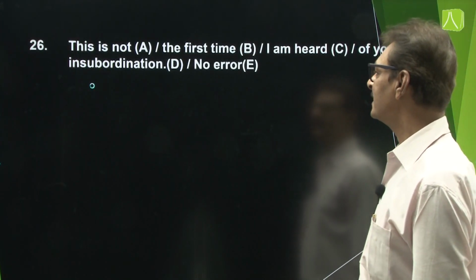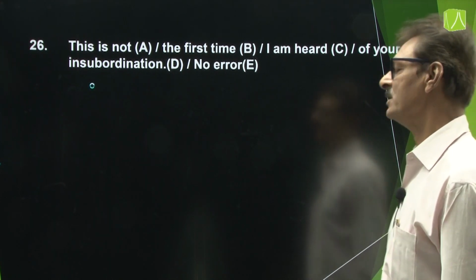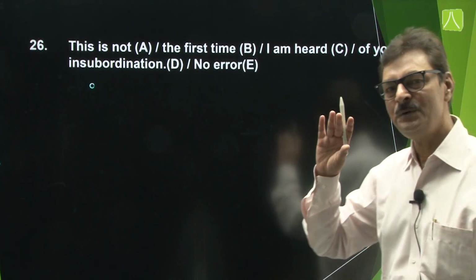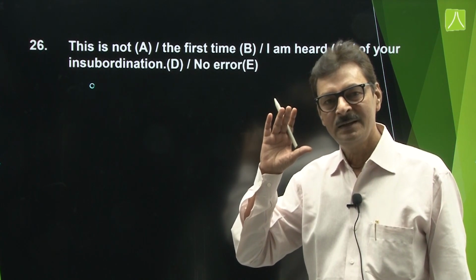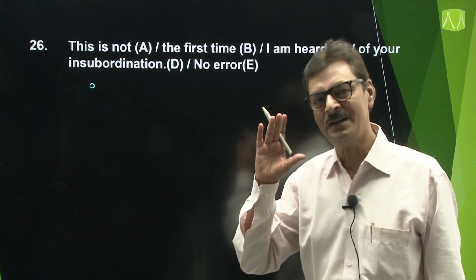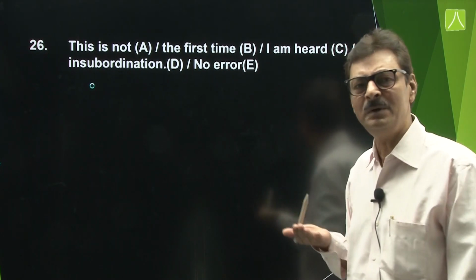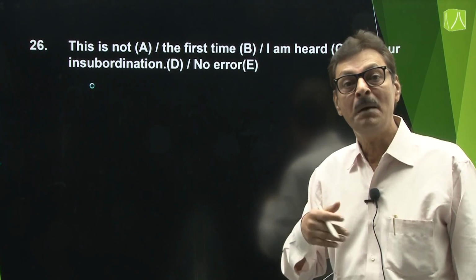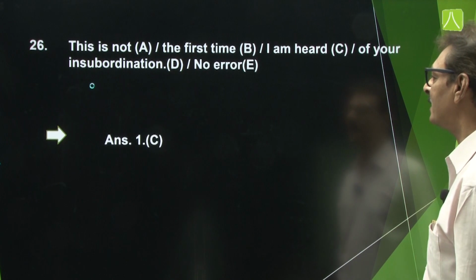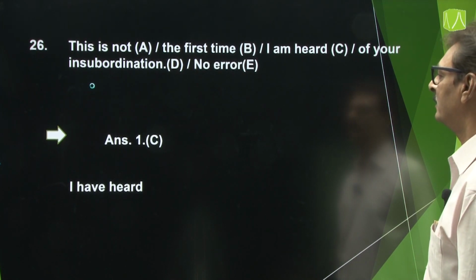Next. This is not the first time I am heard of your insubordination. When you hear this sentence, आपको लगेगा कुछ तो अटपटा है. Something is not sounding properly. I am heard, मैं सुना चाहता हूँ या मैंने सुना था. I have heard, ये होना चाहिए. So error is in part C. I have heard and not I am heard.